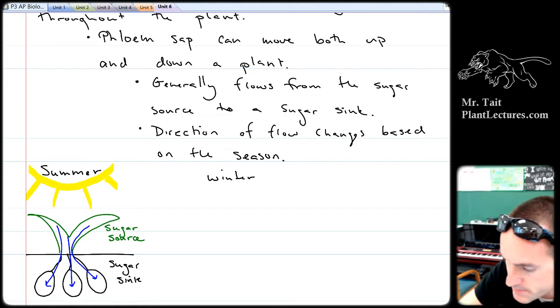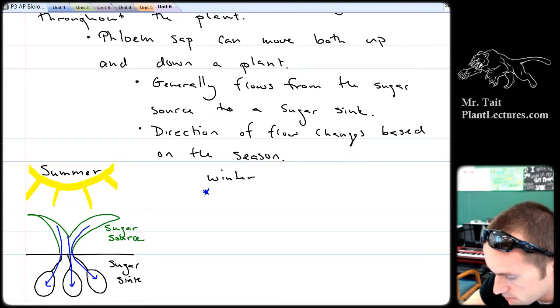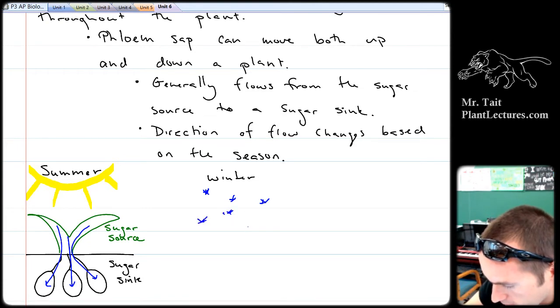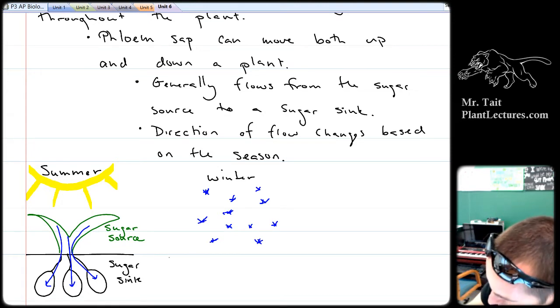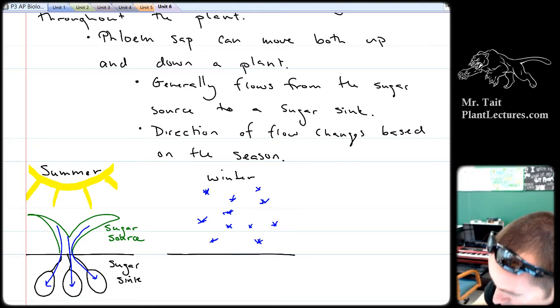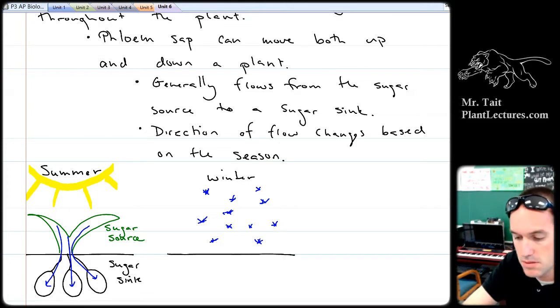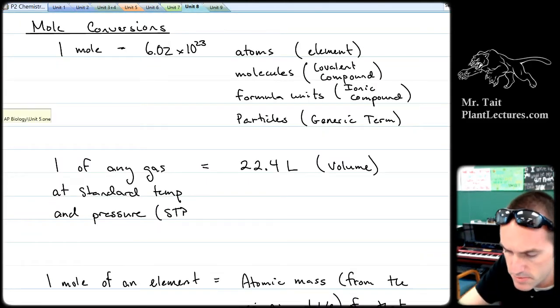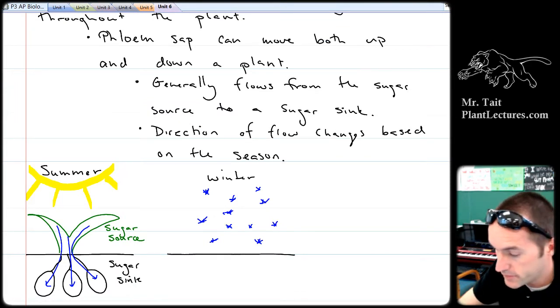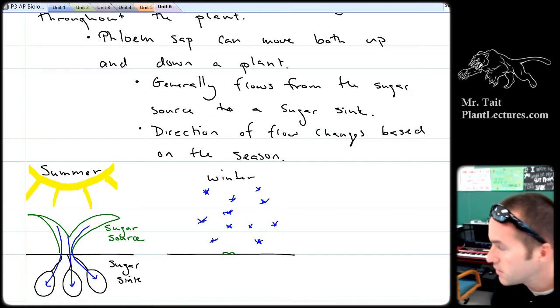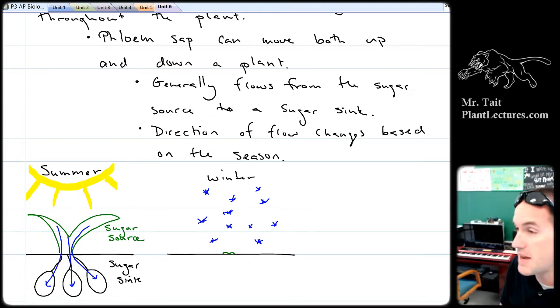And in the wintertime, let's say that it is snowing. These are little snowflakes. So what happens to the plant in the wintertime? What would happen to potato plants in the winter? Anybody know? Would the plant use that? Not in the wintertime. In the wintertime, they die, right?